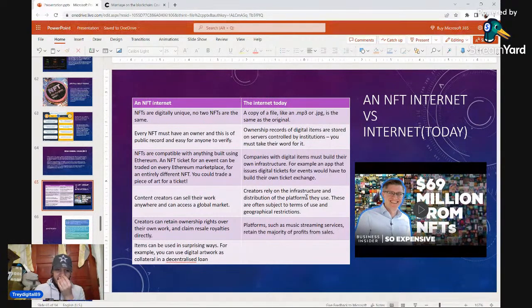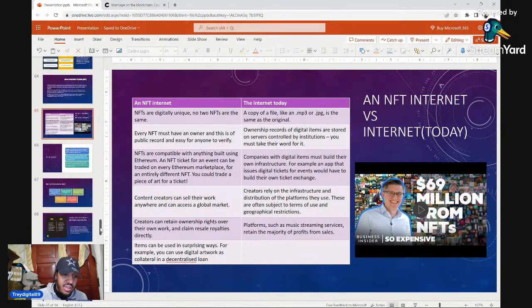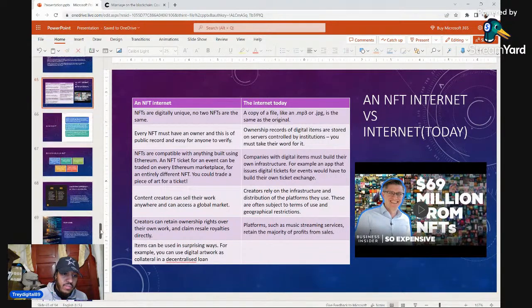That's self-explanatory. Items can be used in surprising ways. For example, you can use digital artwork as collectibles and decentralized loans. So that's just explaining, I don't need to go through all of that. And yeah, so we'll leave it there.